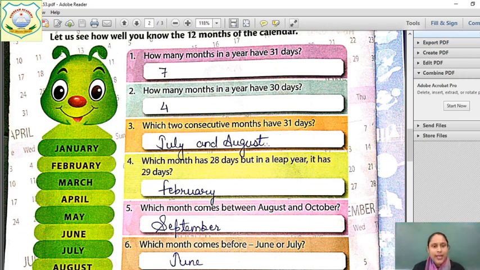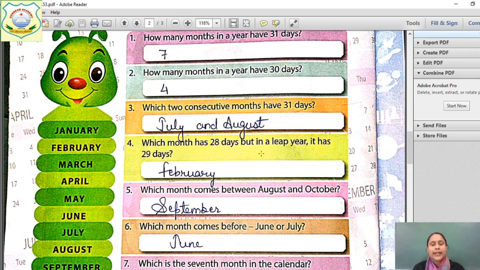31 days. Okay. Now, which month has 28 days but in a leap year it has 29 days? किस month में सिर्फ 28 days होते हैं? But if we talk about a leap year which comes after every 4 years, it increases 1 day and February becomes 29 days. Generally February is of 28 days, but when there is a leap year, तो February कितने days की हो जाती है? 29 days की. So which month में leap year आता है? It is February. Okay. So February is the month in which there is a leap year that arrives after every 4 years.